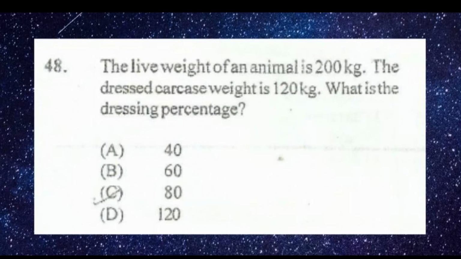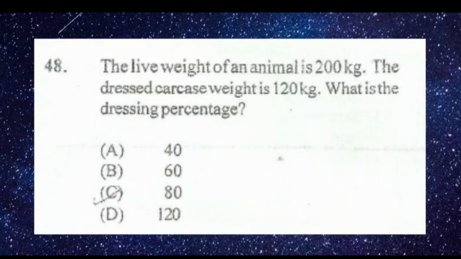Question number 48. The live weight of an animal is 200 kg. The dressed carcass weight is 120 kg. What is the dressing percentage? A. 40, B. 60, C. 80, D. 120. The answer is B. 60. The formula for dressing percentage is the dressed weight over live weight times 100. So it is 120 over 200 times 100.